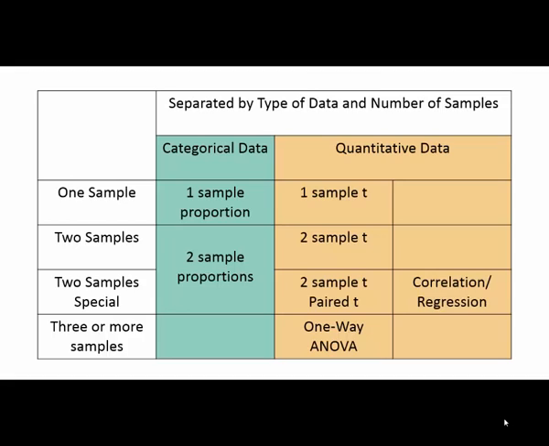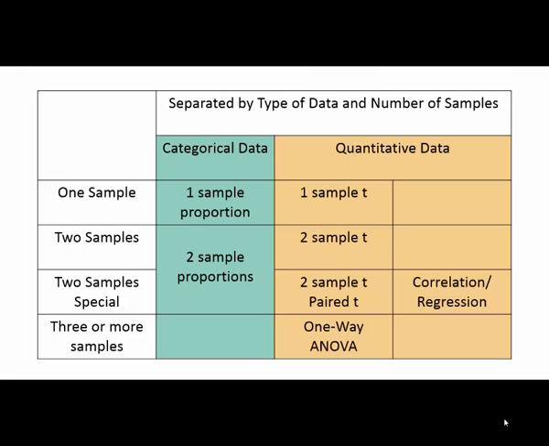Alright, so now I'm separating my tests based on the two questions we've asked. Categorical versus quantitative data, and do I have one sample, two samples special, or three or more samples? So for example, if I have categorical data, and I have one sample, I'm using what's called a one-sample proportion test. With two samples, I'm using a two-sample proportion test. The names are pretty obvious.